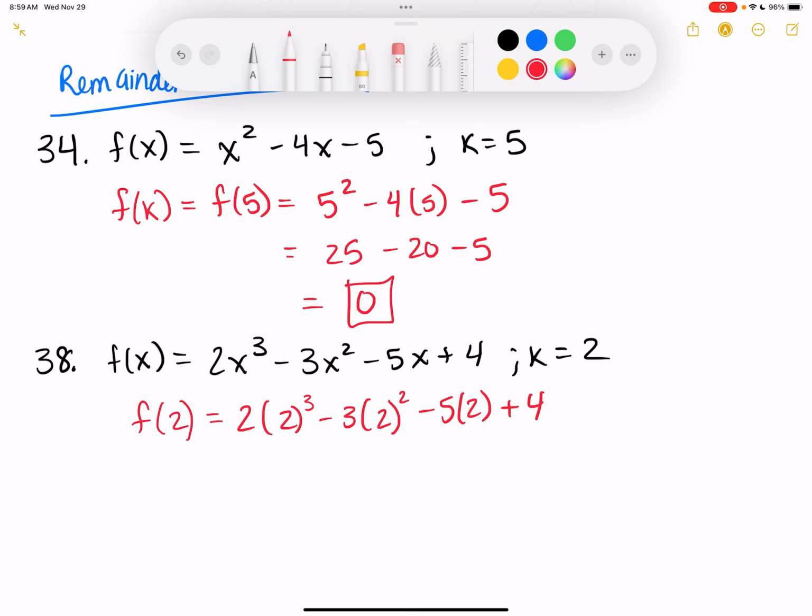So 2 cubed is 8, times another 2 is 16. 2 squared is 4, times the negative 3 would be negative 12. Negative 5 times 2 is negative 10. And then plus 4. So that ends up being negative 2. So my remainder for this one would have been negative 2.